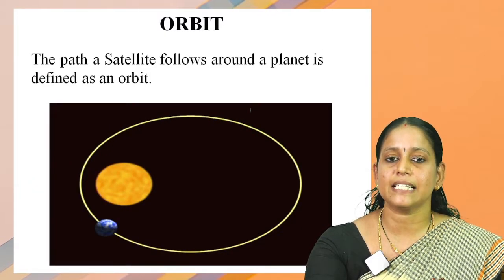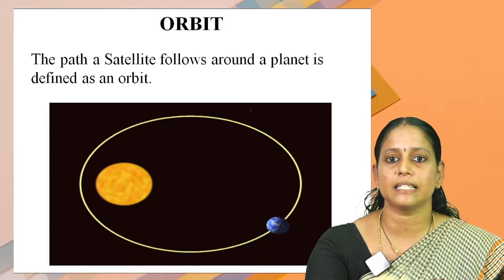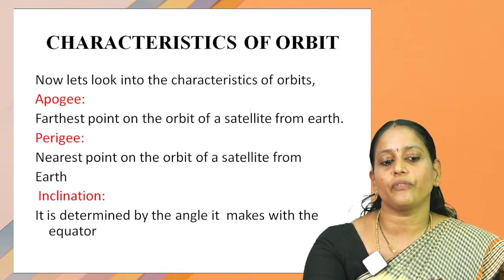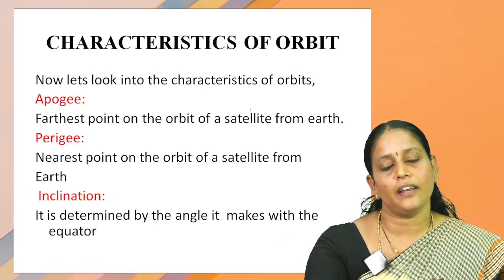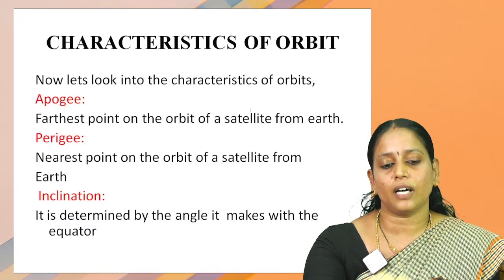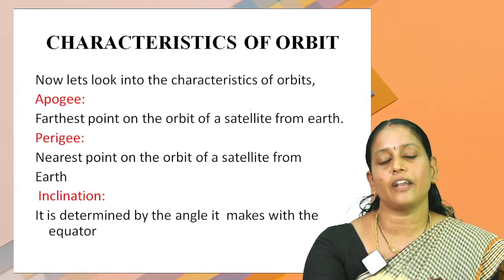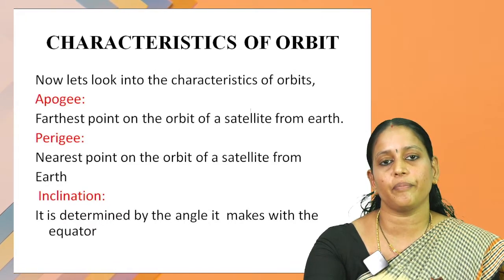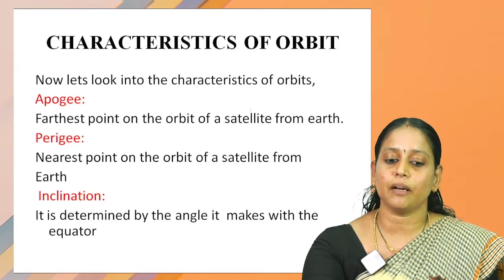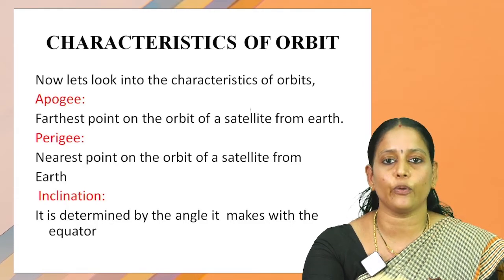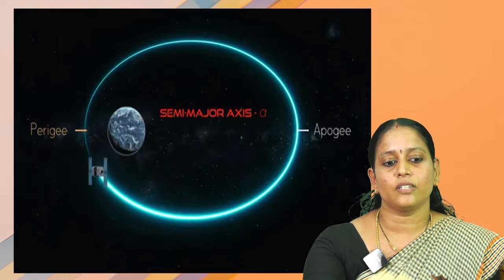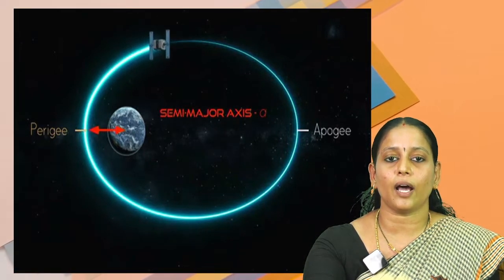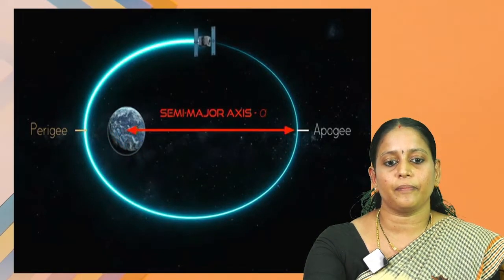This is an orbit. The path a satellite follows around a planet is defined as an orbit. Now, let us look into various characteristics of the orbit: apogee, perigee and inclination. Apogee is the farthest point on the orbit of a satellite from the earth, perigee is the closest point on the orbit of a satellite from the earth, and inclination is determined by the angle it makes with the equator. So, perigee is the nearest point and apogee is the farthest point.